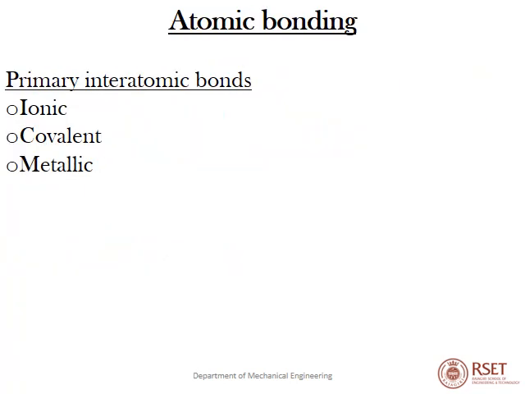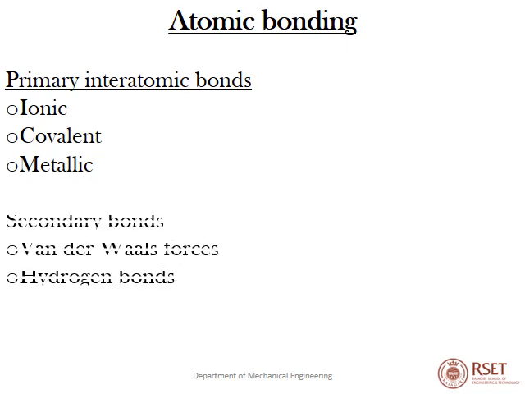There are three types of primary interatomic bonds: ionic bonding, covalent bonding, and metallic bonding, which are considered to be stronger bonds. Then there are secondary bonds like van der Waals forces and hydrogen bonds, which are much weaker. If you take the example of the graphite structure, we have covalent bonds between the carbon atoms, but because of the different layers in graphite, the layers have van der Waals forces, much weaker compared with the primary interatomic bonds. That is why it is considered to be a softer material.